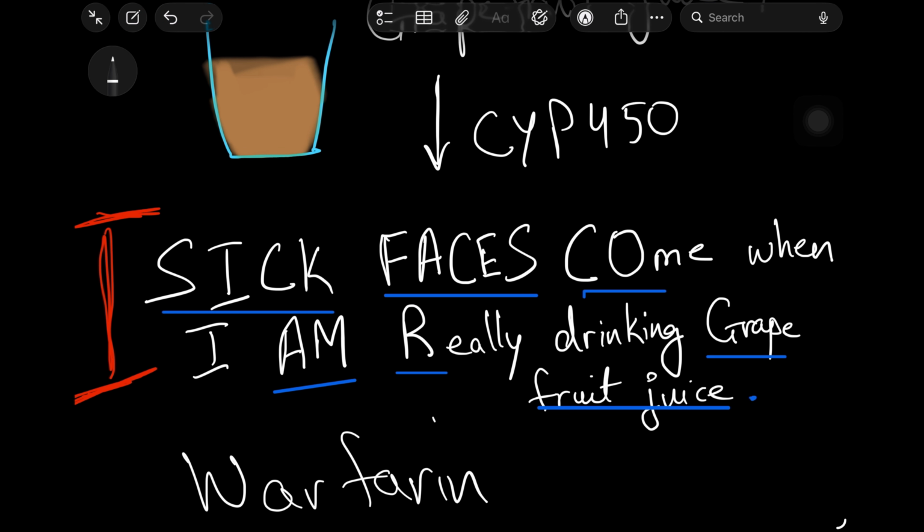So there's a really quick mnemonic to memorize the inhibitors. Sick faces come when I am really drinking grapefruit juice. Now, if you look at the underlined blue lines, we'll go through the inhibitors real quickly. Sodium valproate, isoniazid, cimetidine, ketoconazole, fluconazole, acute alcohol overuse, chloramphenicol, erythromycin, sulfonamides, ciprofloxacin, omeprazole, amiodarone, ritonavir, and then finally grapefruit juice. That's actually an inhibitor of the cytochrome P450 system.